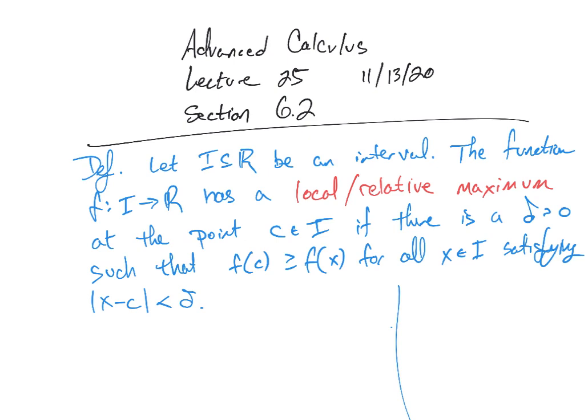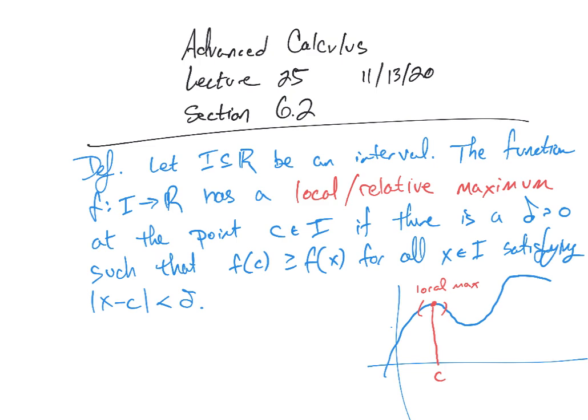There we go. There's our continuous. That's a pretty bad continuous function. Let me try again. Okay. There's our continuous function. That is our local max. Okay. There is some delta so that within delta of C, f of C is the largest value of the function. Okay.